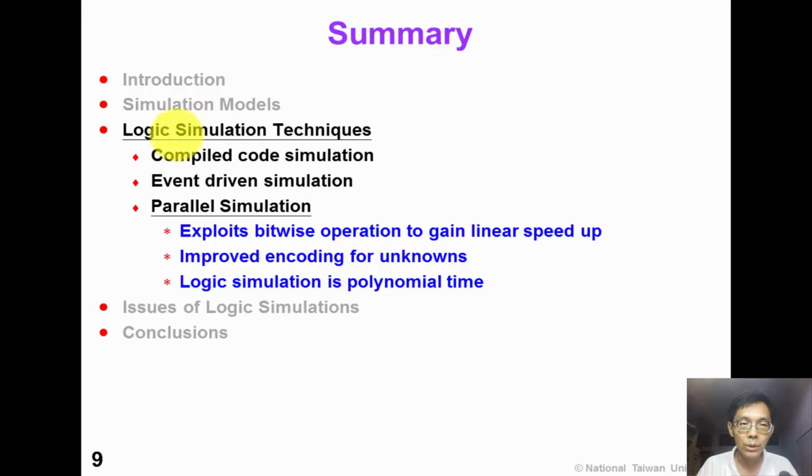In summary, we have introduced parallel simulation in this video. It exploits the bitwise parallel operation to gain linear speedup. If we want to improve the encoding for a node, we can use two words to represent one signal. Finally, we show that logic simulation needs polynomial time complexity.